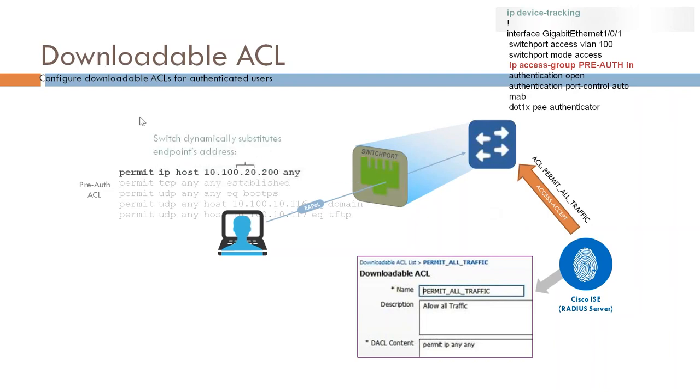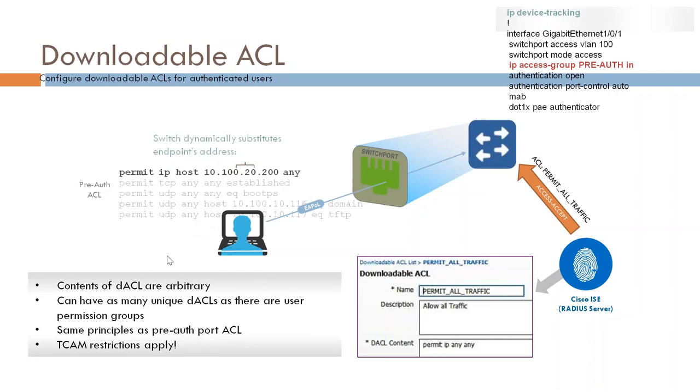Now here you can see permit IP host any; the switch dynamically substitutes the endpoint address. That's okay. The contents of the downloadable ACL are arbitrary, and you can have many unique downloadable ACLs as per user permission group. Same principle as pre-auth port ACL, with TCAM restriction. So the thing here is that this ACL will download. Once you have the permission, it will download this particular ACL or whatever ACL is defined here.